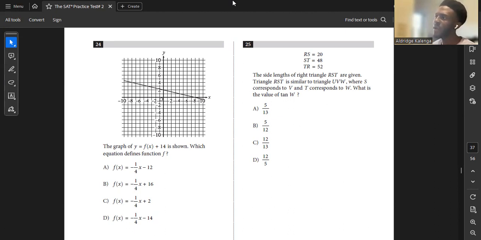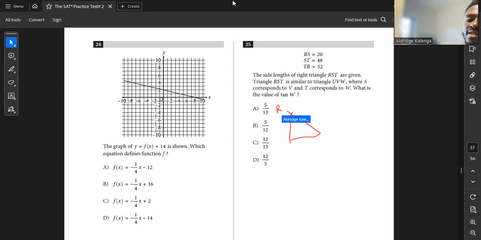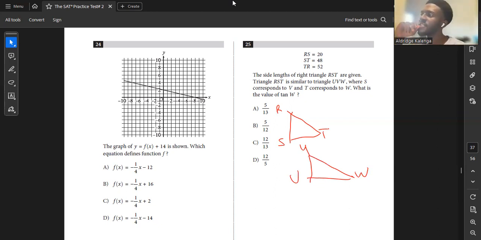The side lengths of a right triangle RST are given. RST is similar to UVW. So if we make our own triangle, this is ugly, but RST is equal to UVW, where S corresponds to V. This is V, by the way. Let me do that again, so that it's a bit clearer. So UVW, yeah. S corresponds to V, and T corresponds to W. What is the value of tan W?